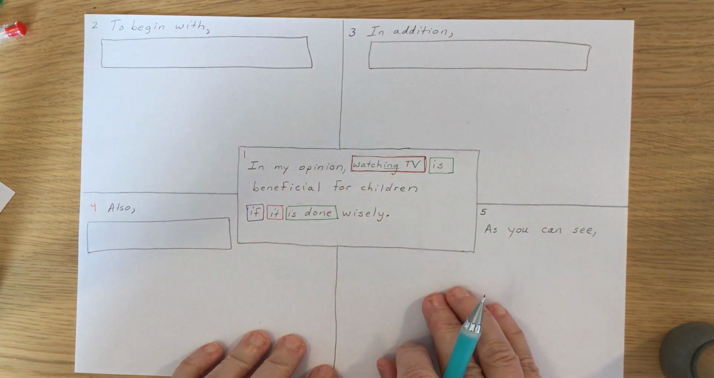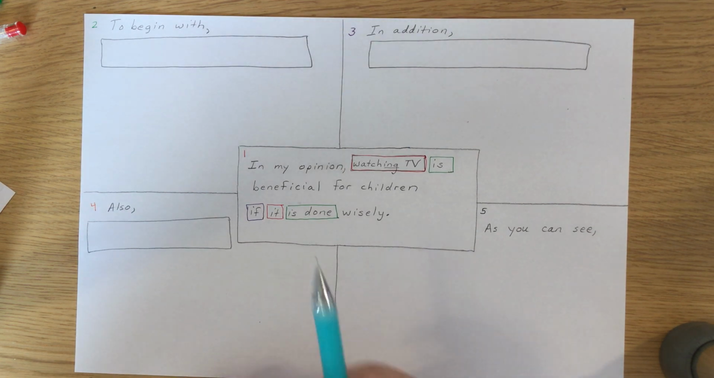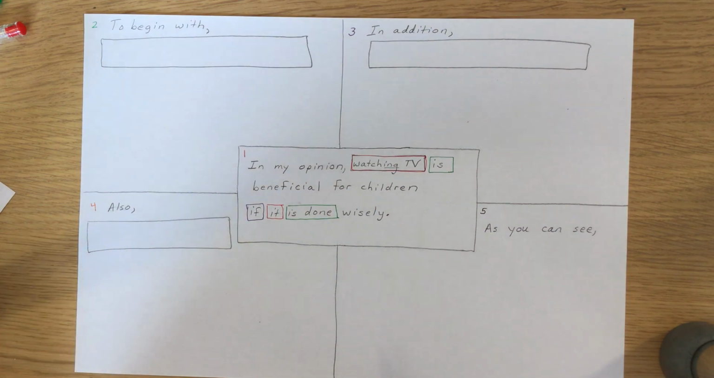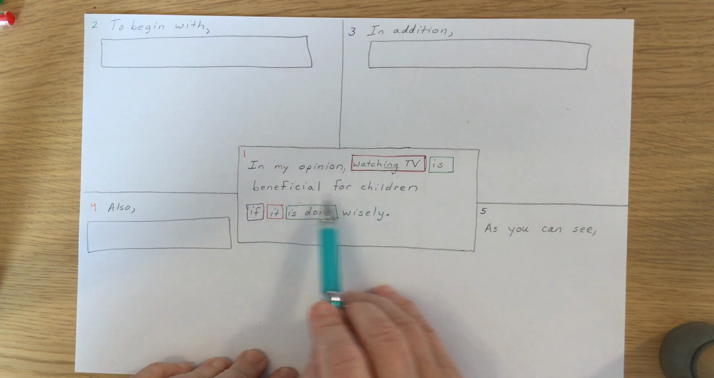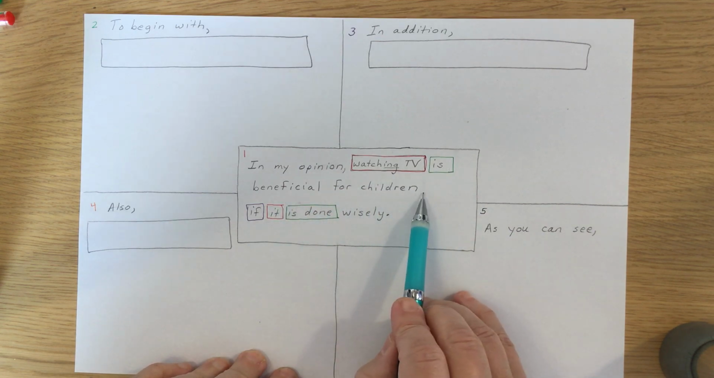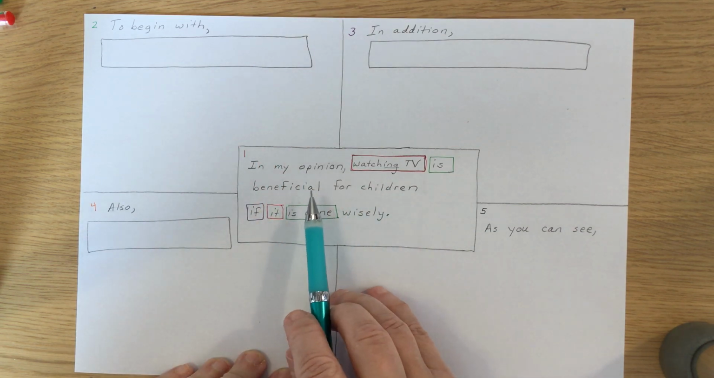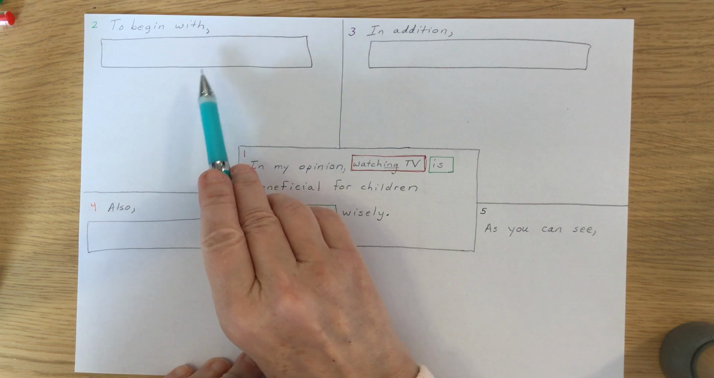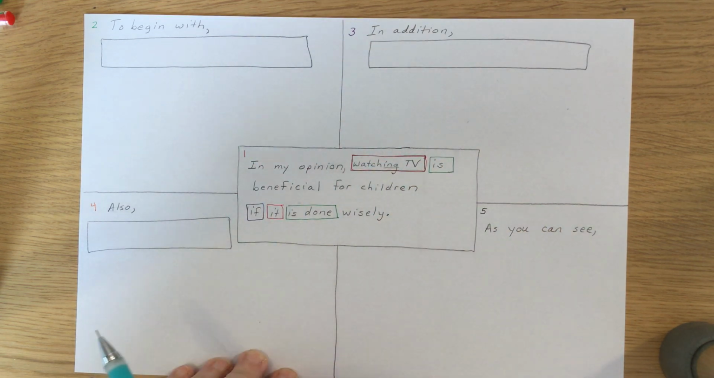There is no right or wrong way to do this, but I want to think about what I want to say to make my argument, and I want to split that into three sections. I'm not just saying watching TV is beneficial for children, period. If that's all I wanted to do, I could just give three reasons: it's beneficial because you can learn about this, and this, and this.